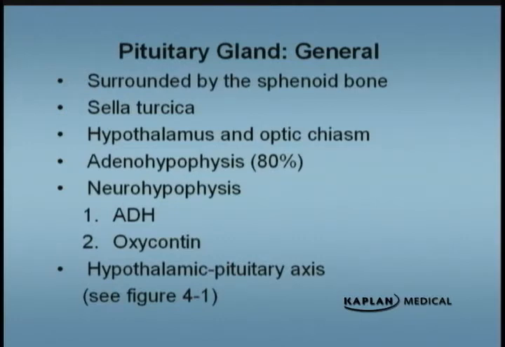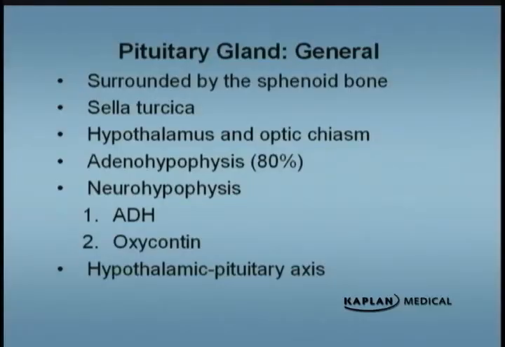The pituitary gland is surrounded by the sphenoid bone, and it's embedded in the sella turcica. That's important because it's very close to the optic chiasm. Any adenoma or tumor that grows in the pituitary gland involves the optic chiasm. A simple question they ask on the boards is, what manifestations does it cause? The answer is bitemporal hemianopsia. These people can't see in their temporal areas, so they're looking through tunnel vision.